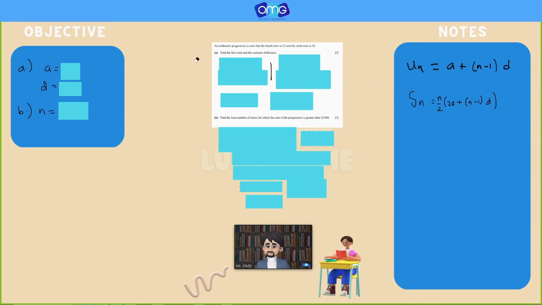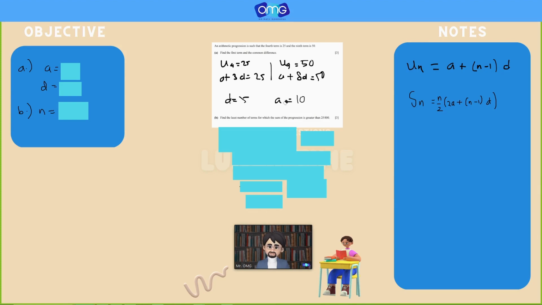So the first, they're asking, the objective is to find the first term, the common difference, and the least number of terms for which the sum is greater than 25,000. And the fourth term is 25 and the ninth term is 50. From here we can get that a plus 3d equals 25 and a plus 8d equals to 50. This is simultaneous equation. When we solve it, it becomes d equals to 5 and a equals to 10. And the first term is 10 and the common difference is 5.